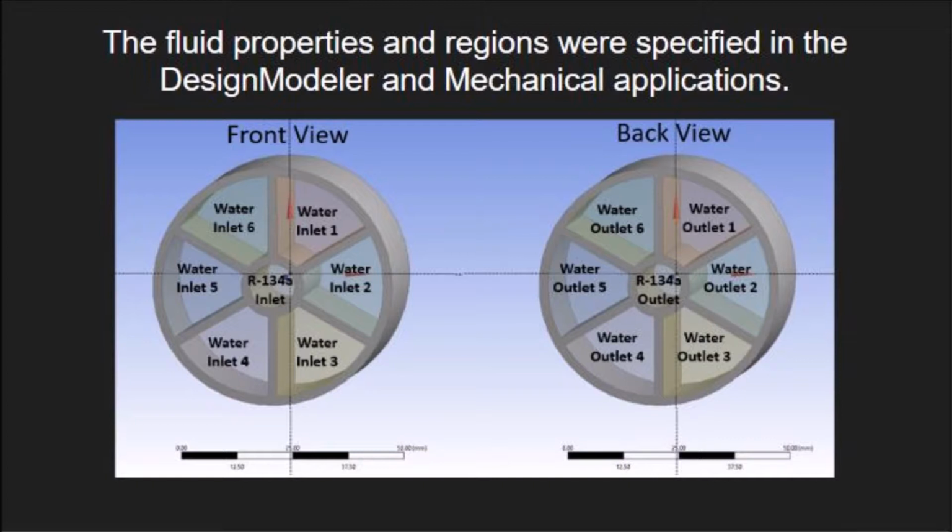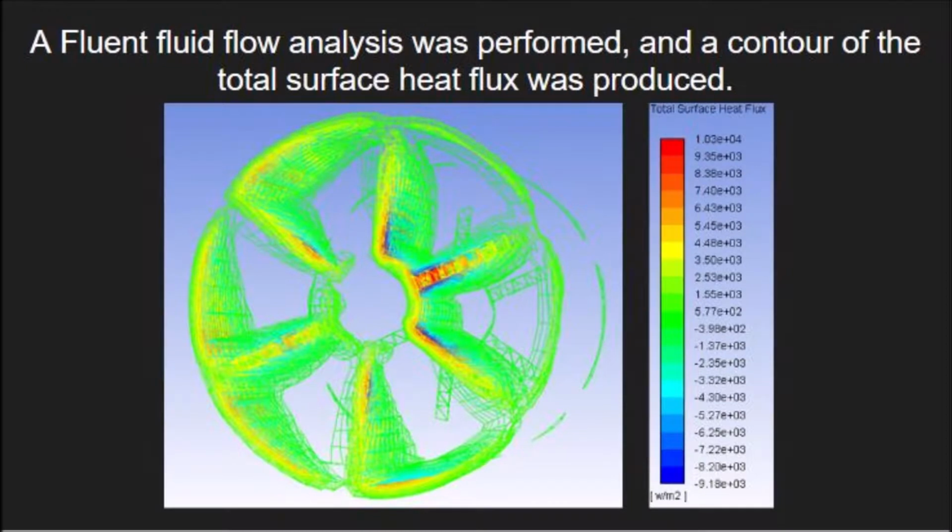The velocity at each inlet was specified as calculated from the mass flow rate and material properties. Also in the mechanical application, standard earth gravity was applied and energy was turned on. The analysis types used are Fluent fluid flow, transient thermal, and response surface optimization. First, a Fluent fluid flow analysis was performed on the condenser. A contour of the total surface heat flux was produced as a result. The total surface heat flux ranged from negative 9.18 times 10 to the third to 1.03 times 10 to the fourth watts per meter squared.